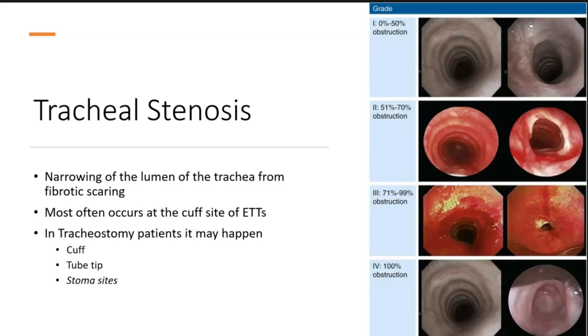So tracheal stenosis is a narrowing of the lumen of the trachea from fibrotic scarring. In this picture that I found, you see a normal trachea, and next to it a 0 to 50% obstruction or narrowing. You see it narrowed a little bit, and in the next one more and more obstruction building up. And then in these last two, at grade 3, you have 70 to 99% obstruction, so you have very little opening.